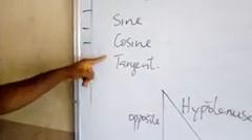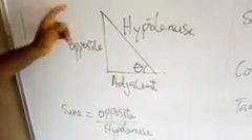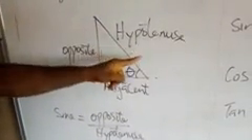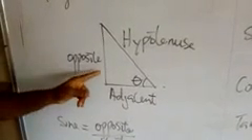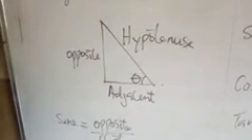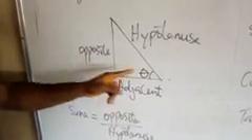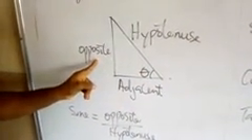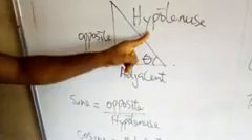Sine, cosine, and tangent. Now this is a right angle triangle. It has three sides, and the longest side is known as the hypotenuse. Now, for us to identify a right angle triangle, one of the angles must be equal to 90 degrees. Is that clear? So the side facing this angle is the opposite, while the other side will be the adjacent, while the longest side is the hypotenuse.